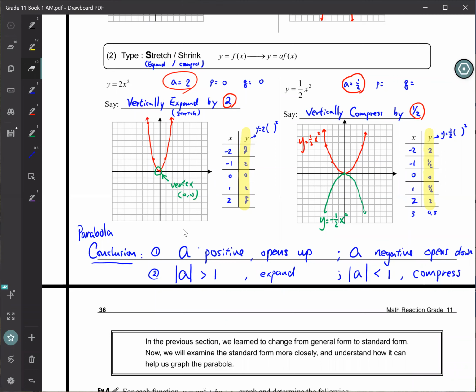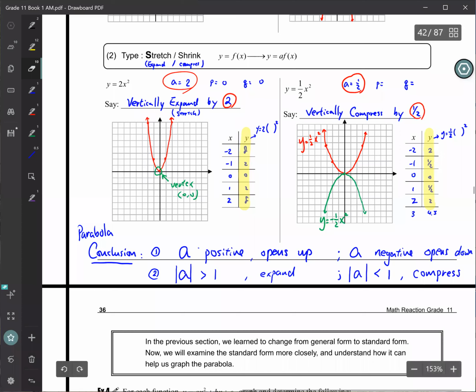Okay, so let's repeat this together. I'll say it first and you can say it all together. A positive, everyone. A positive. Very good. One more time. A positive opens up. I only hear 3 people saying it. You guys speak up, please. Okay, one more time. A positive opens up. That's better. And A negative opens down. Everyone, A negative opens down. Very good.